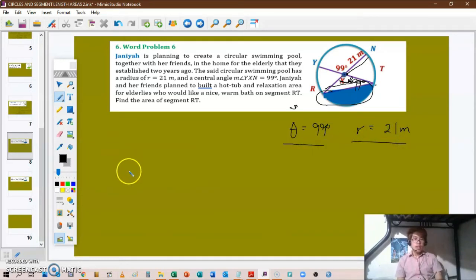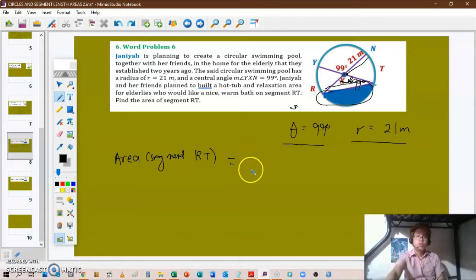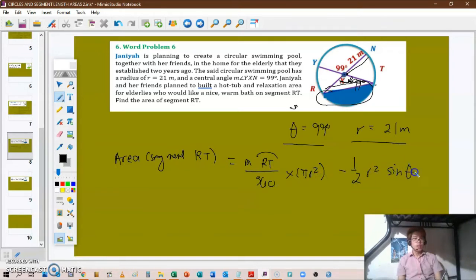So using the formula for finding the area of a segment of a circle, that's segment RT. This is the area of the hot tub part of the swimming pool. This is going to be equal to the measure of arc RT all over 360 multiplied by pi r squared, and then minus 1/2 of r squared sine of theta.